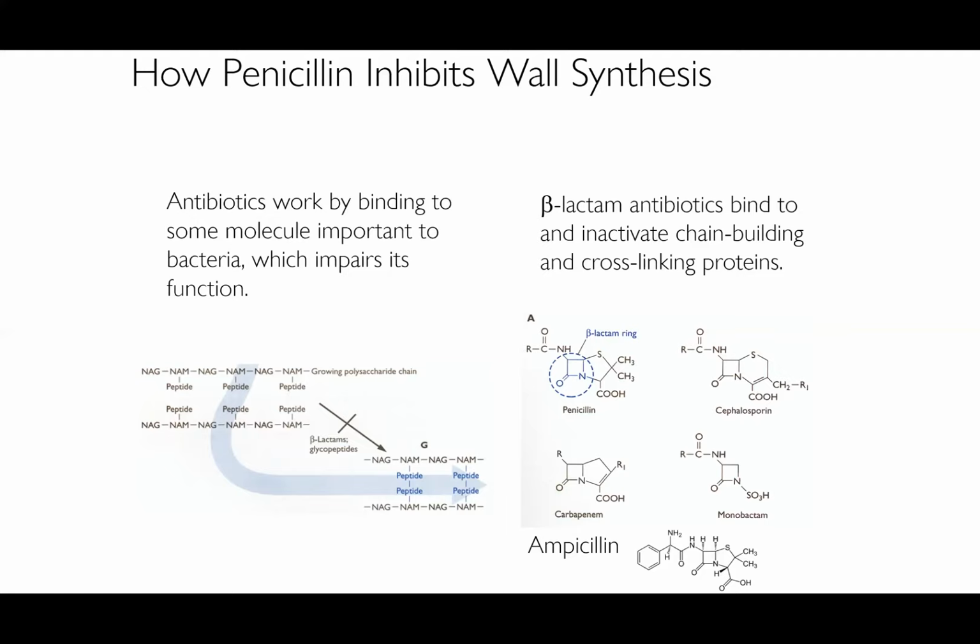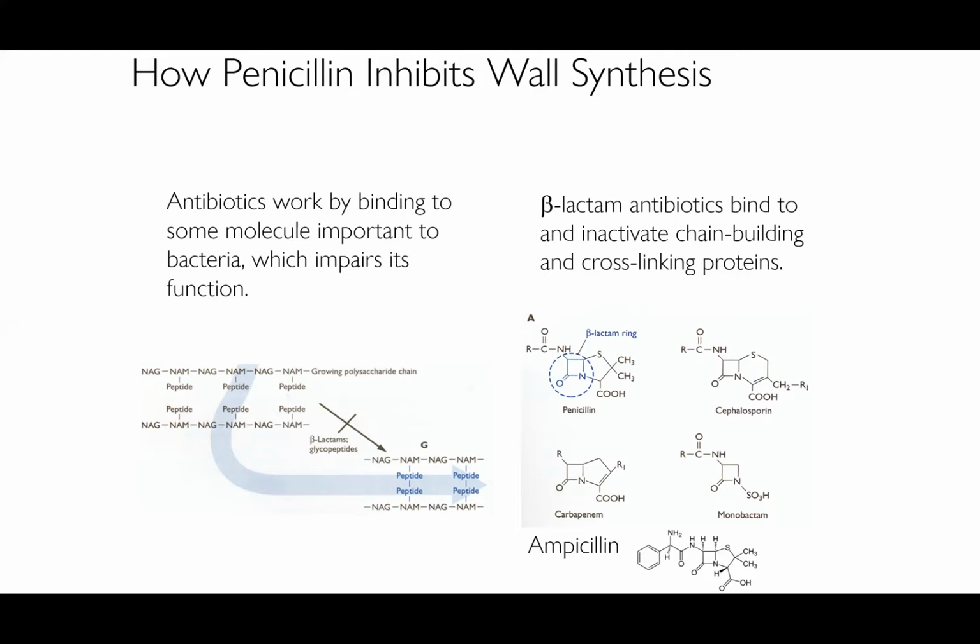And so penicillin is one of the earliest marketed antibiotics out there. This is credited with saving millions and millions of lives over its history, including during World War II and World War I, where this was particularly important on the battlefield. But penicillin belongs to a group of antibiotics called the beta lactams, and these antibiotics work by binding to some molecule that is important to a bacterial function.